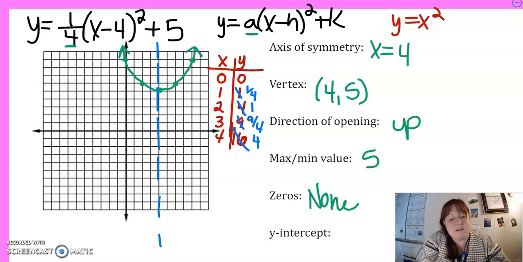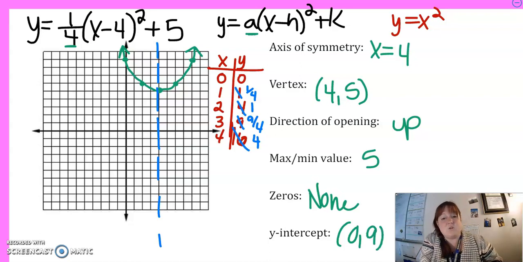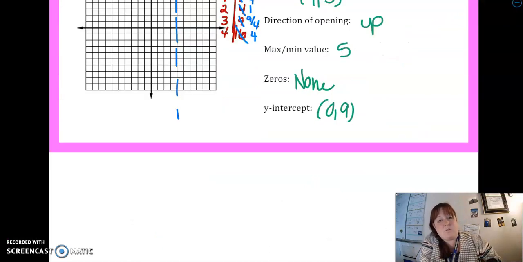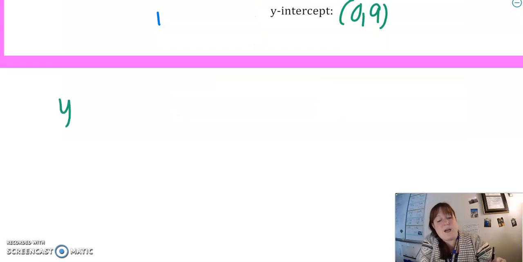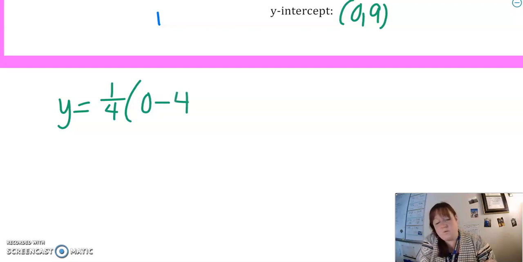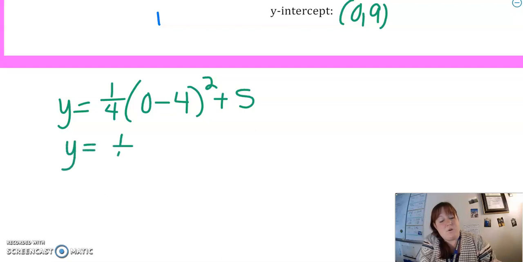In this case, I happen to have it on the graph, so I can count it. 1, 2, 3, 4, 5, 6, 7, 8, 9. So this is at 0, 9. Remember, the other way to find your y-intercept is you can just set 0 in for x, because at the y-axis, x is always equal to 0. It's 0 minus 4 squared plus 5. So I have 1/4 and then -4 squared plus 5.